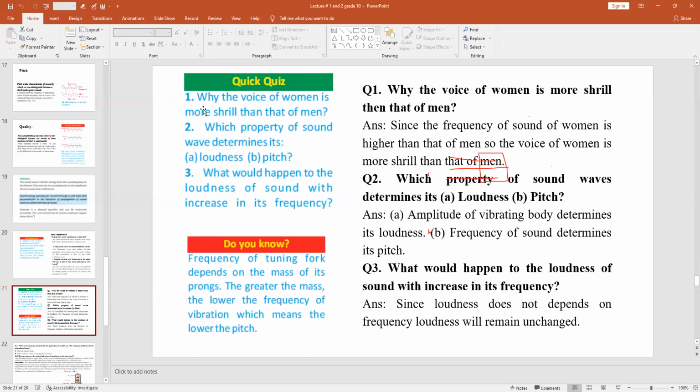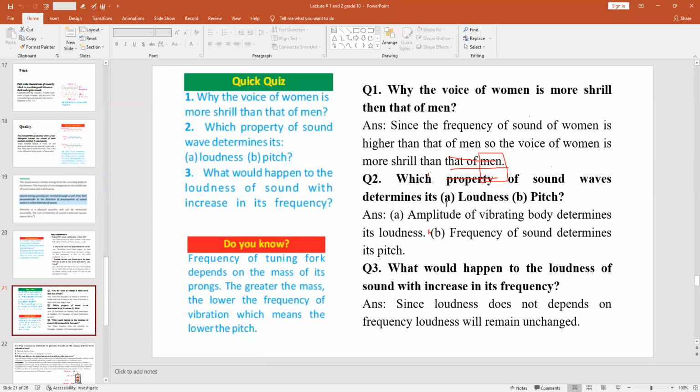Then you have a quick quiz. Why is the voice of a woman more shrill than that of a man? Since the frequency of the sound of a woman is higher than that of a man, the voice of a woman is more shrill than that of a man. Obviously, a woman's sound is thin and has a very high frequency, and a man's sound is a thick sound and has a low frequency.